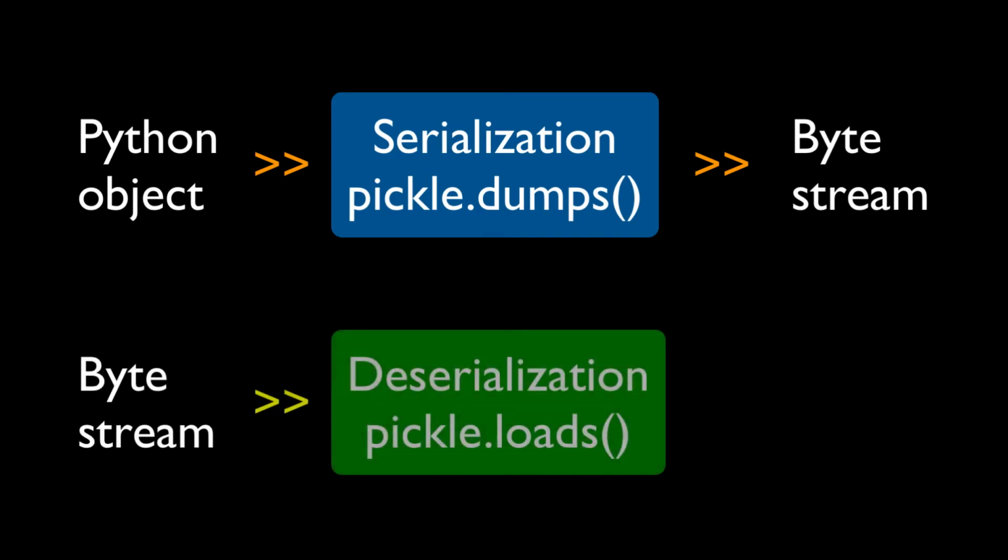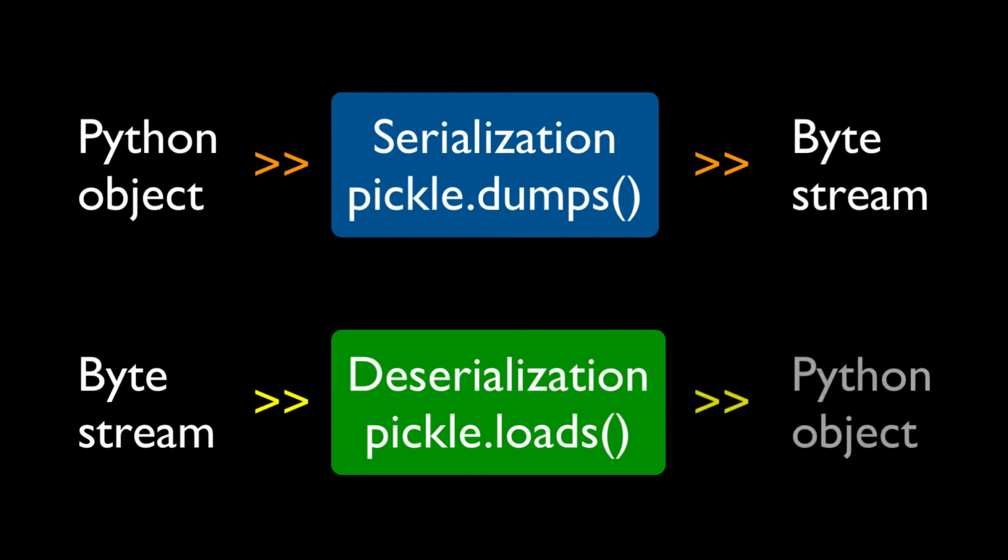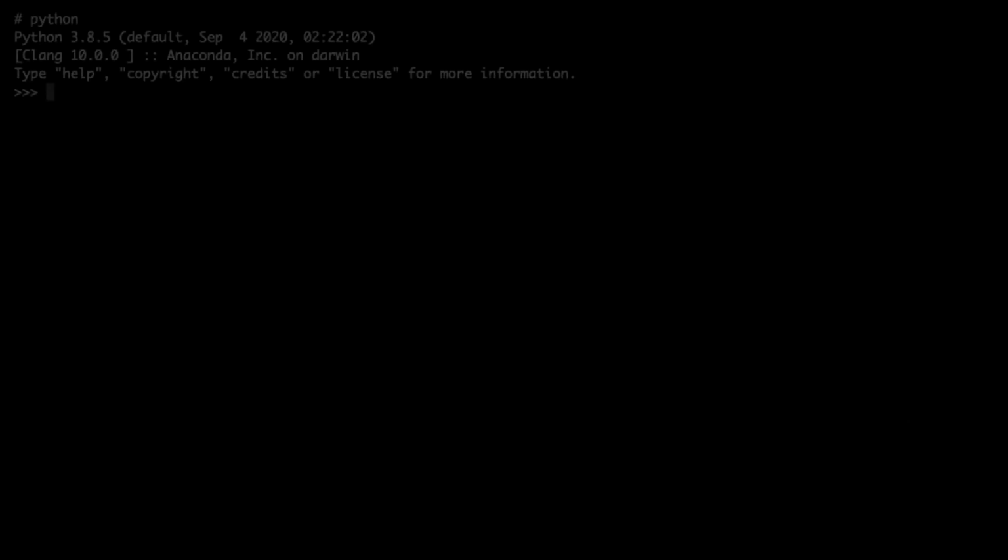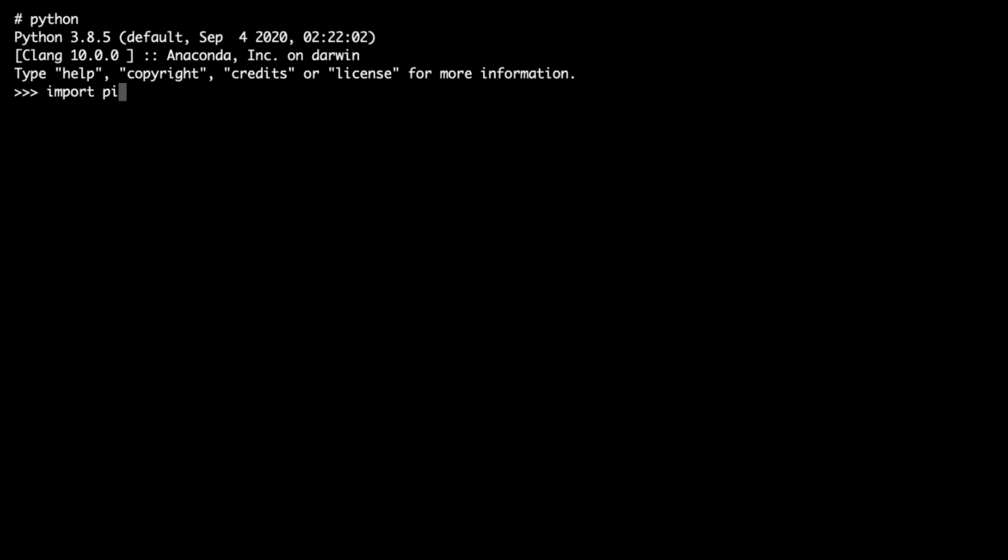To store a pickled object into a string, use the dumps function. To read an object from a string that contains its pickled representation, you can use the loads function. Let's see an example on how you can use the pickle module to serialize a Python list.